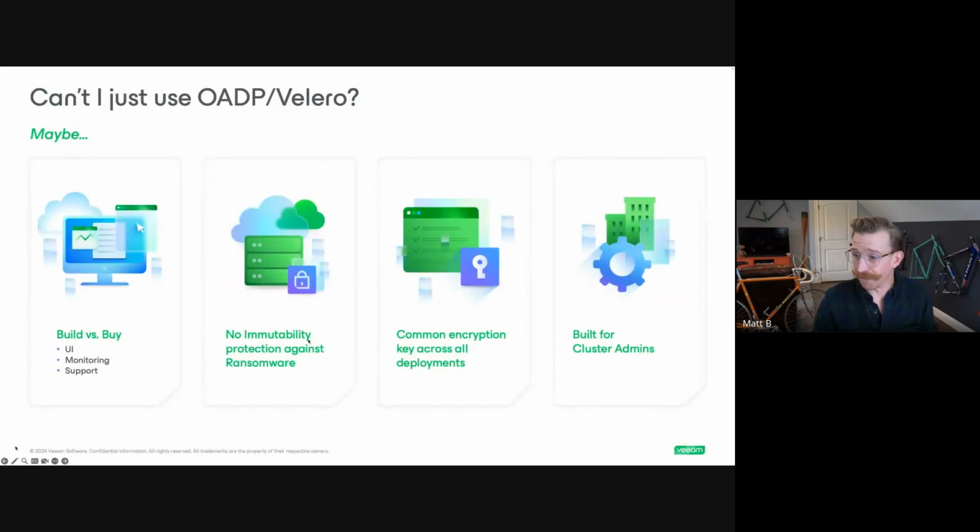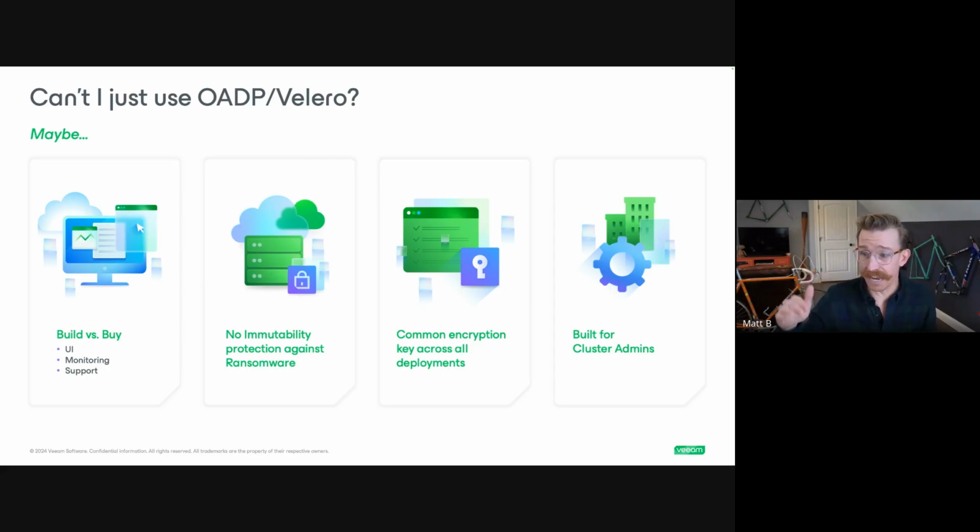not having support for the ability to create immutable backups, which to me is absolutely critical. If someone gains access to your S3 bucket that you're exporting all of these backups to and can wipe out all of those, that's not a very effective backup.